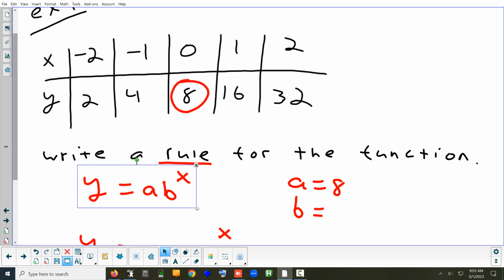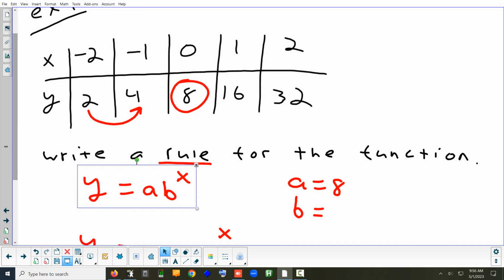And how about the b value? How do we get that? That's not a number in the table. It's what you multiply each y value by as the x increases. Right. As the x is getting bigger and bigger, what do you multiply by each time to get from one number to the next?